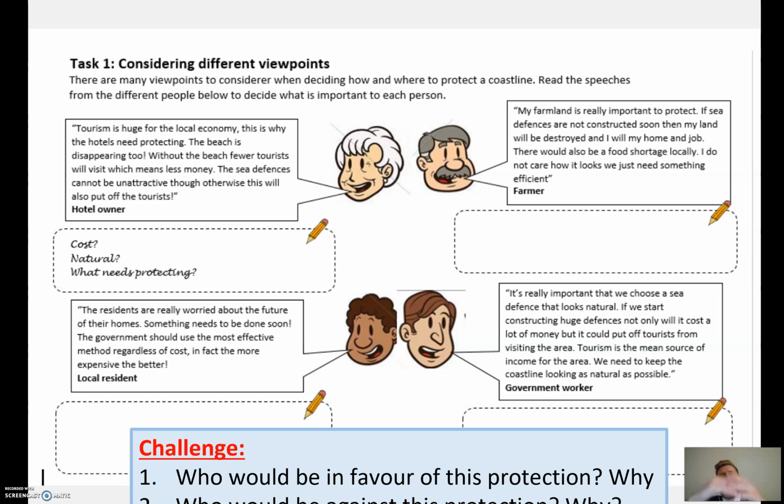Who would be in favour of protecting the coastline and why? So you might say tourists, local residents, and tell me why. And then who would be against protecting the coastline and tell me why. If you press pause now and complete that.